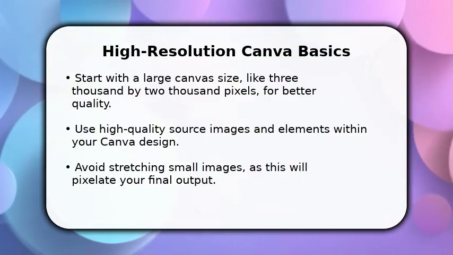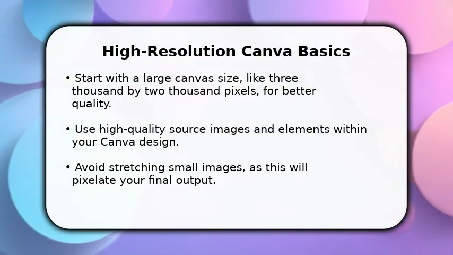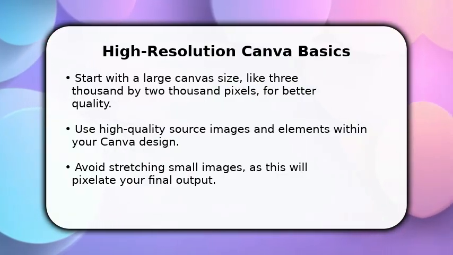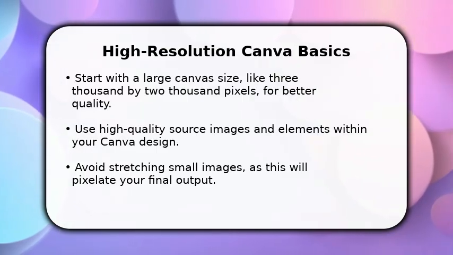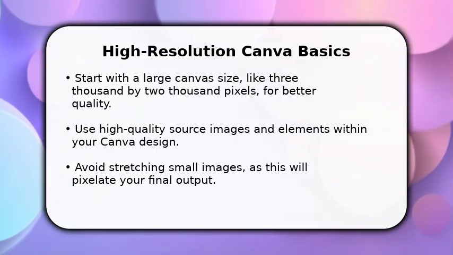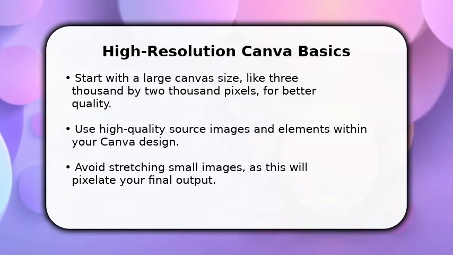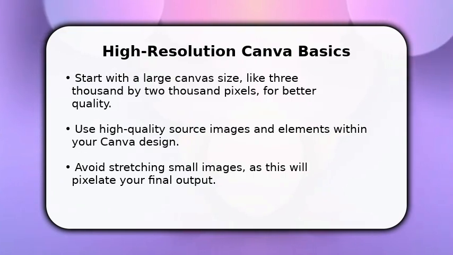In this video, I will explain how to make Canva images high resolution. To begin, always start your design with a generous canvas size, perhaps 3000 by 2000 pixels, to give your image ample room for detail. Ensure all elements you import are already high quality. Stretching smaller images will inevitably lead to pixelation, so choose your source files wisely from the start. This foundational step is crucial for achieving crisp, clear results.